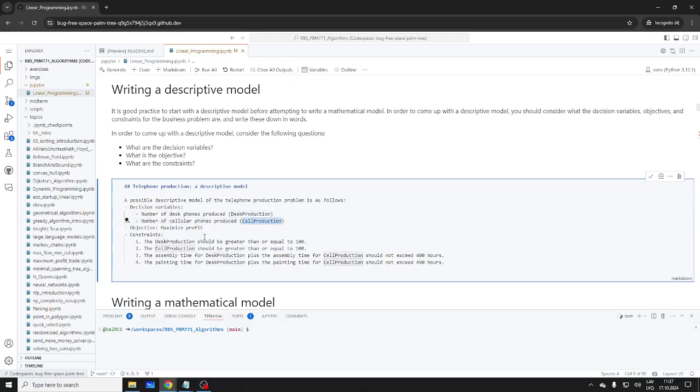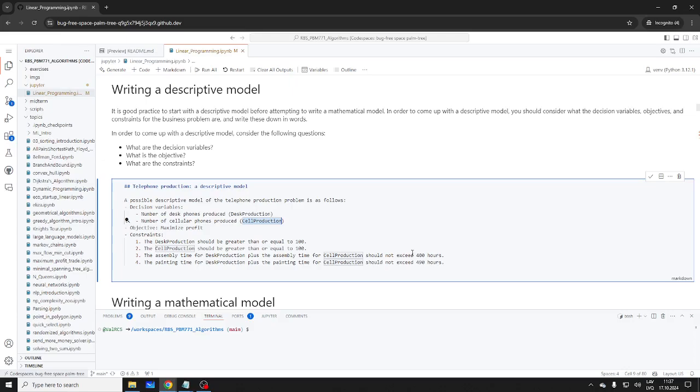But you have a bunch of constraints. Desk production should be greater or equal to 100. Cell production should be greater or equal to 100, right? And also, assembly time for desk production plus assembly time for cell production should not exceed 400 hours. Maybe there's some worker rights or something. You basically don't have enough workers, right? So no more than 400 hours.